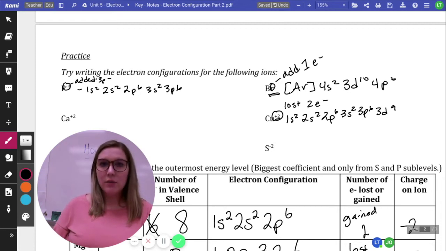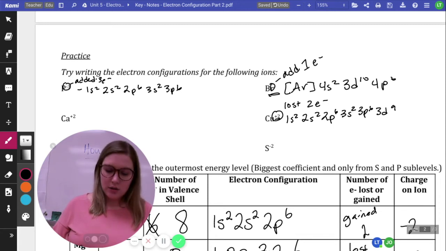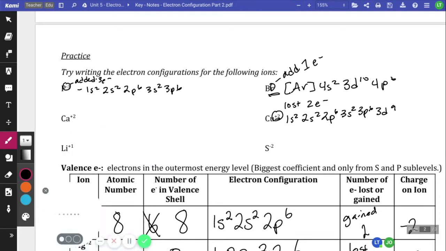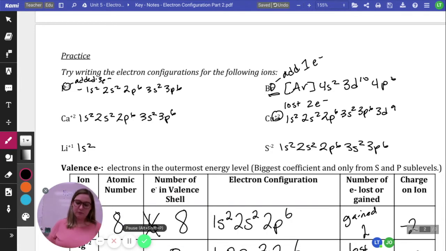You have 3 more practice problems on here. Go ahead and complete those. Pause the video, and when you're ready, press play and start watching again to go back over them. Okay, let's go over them.